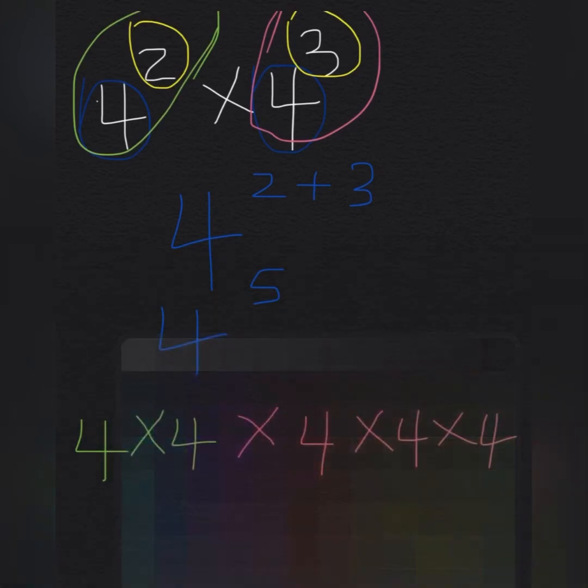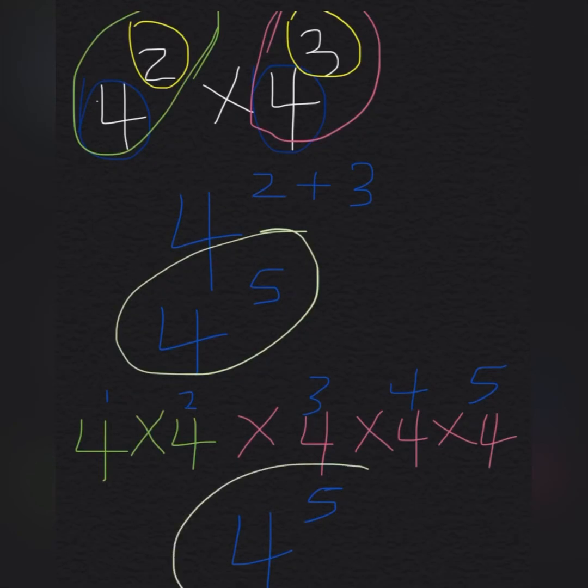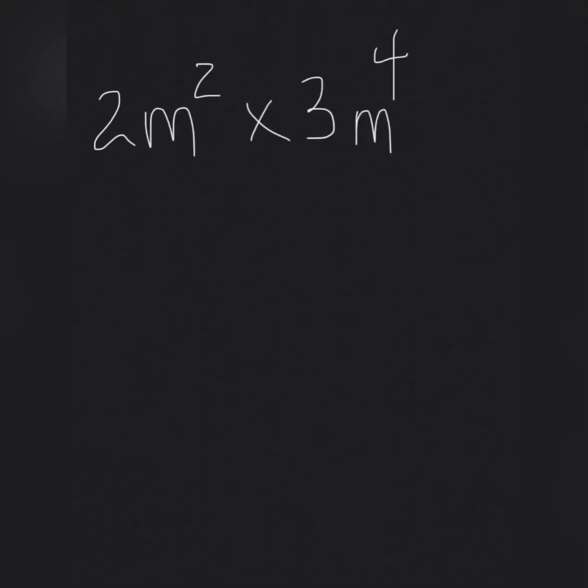Our final answer in this case would be our base, which is 4. And then let's count how many 4s we have. We have 1, 2, 3, 4, 5. So 4 to the 5th power. And we see that we get back the same answer. So as long as the bases are the same, we just go ahead and add the indices. Now let's work on another example.